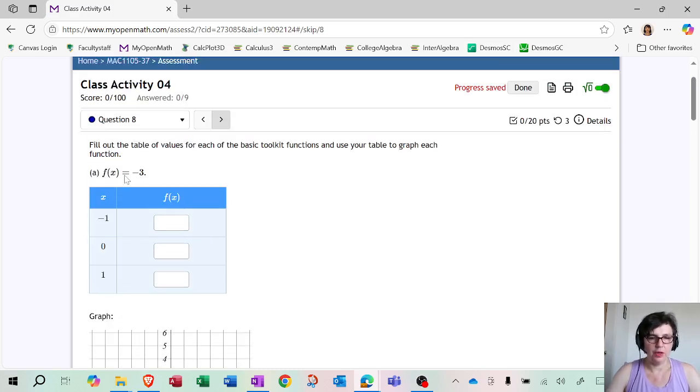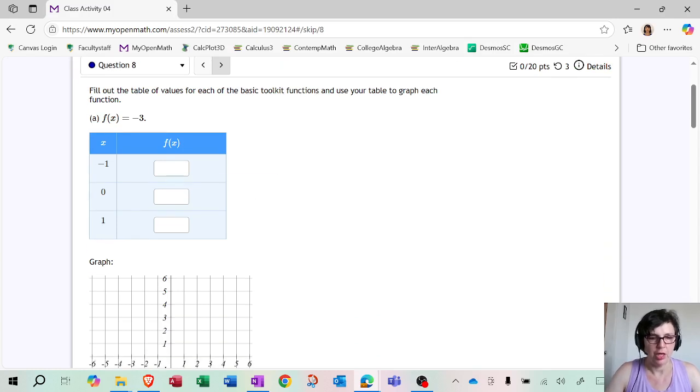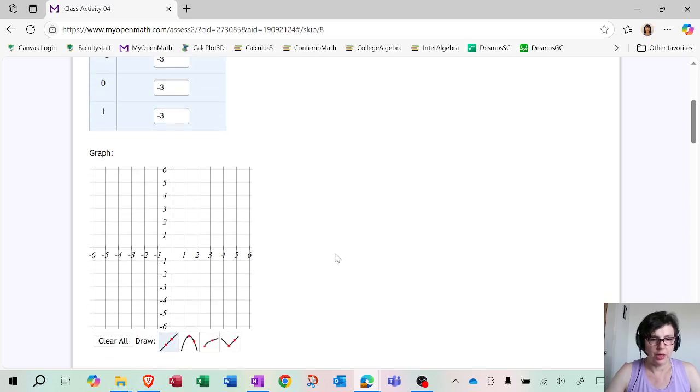Okay, so let's start with f of x equals -3. This is what we call a constant function. It's a function that doesn't change. It's like a parrot, because anytime you plug in something, it just says -3. You say hello, it says -3. You say goodbye, it says -3. So no matter what, it says -3. So when you fill out the table of values, it gives you -3 all the time. Okay, so let's graph it.